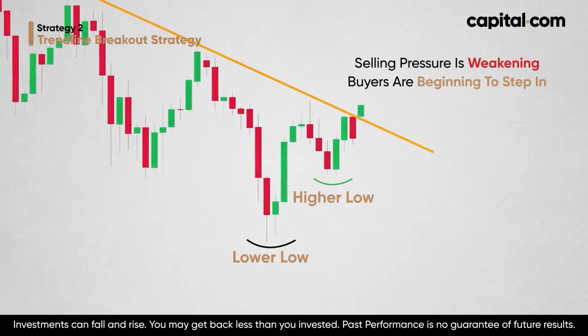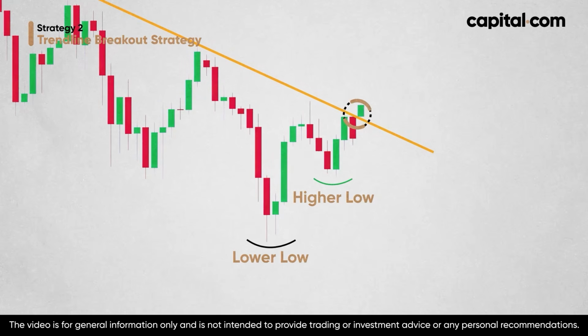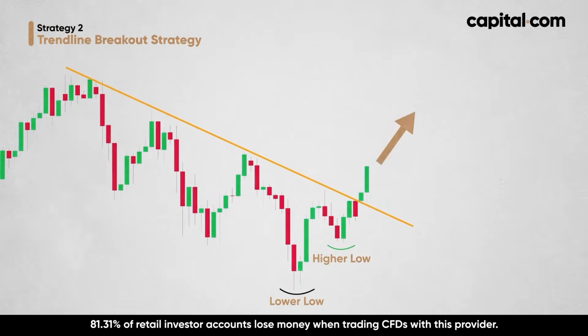Now comes the final confirmation. Since trend lines are treated as areas, not exact lines, we want to see a strong candle close above the trend line area, not just a brief move above it. A clear close above this area confirms that the breakout is valid and that the trend is likely shifting.